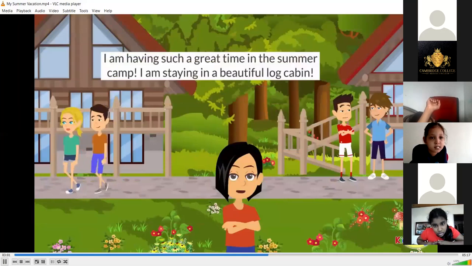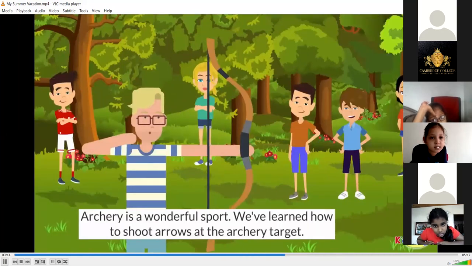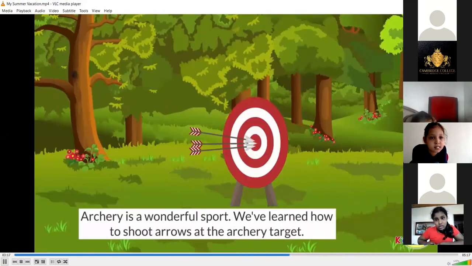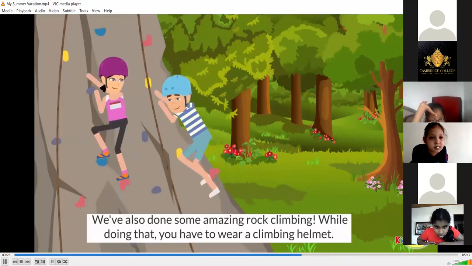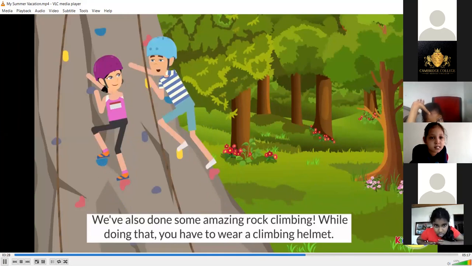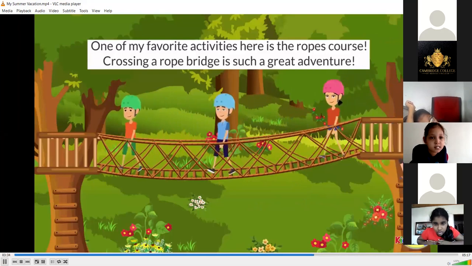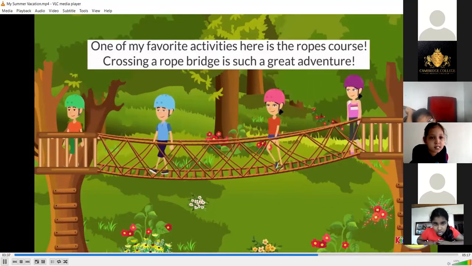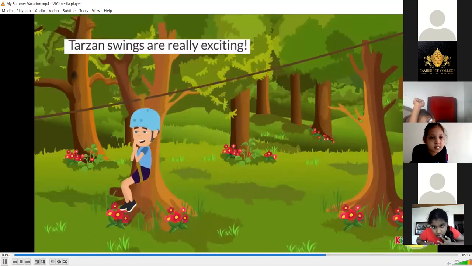I'm having such a great time in the summer camp. I'm staying in a beautiful log cabin. We're having so many wonderful adventures. Archery is a wonderful sport. We have learned how to shoot arrows at the archery target. We've also done some amazing rock climbing. While doing that, you have to wear a climbing helmet. One of my favorite activities here is the rope course. Crossing a rope bridge is such a great adventure. Tarzan swings are really exciting.